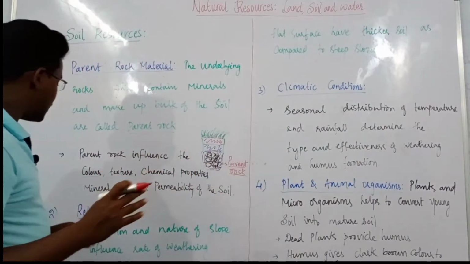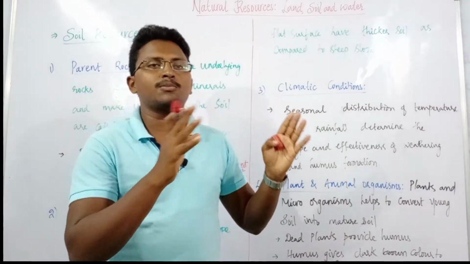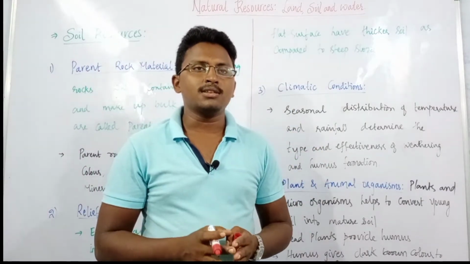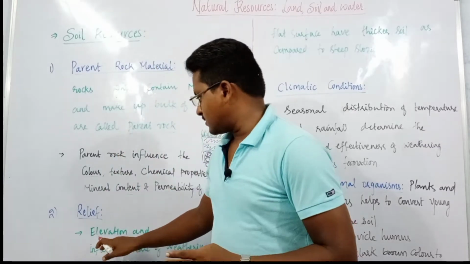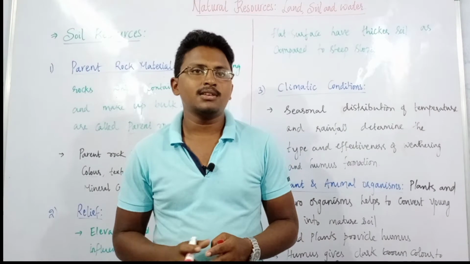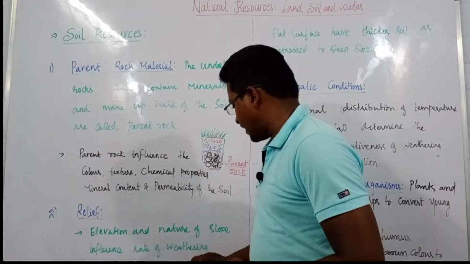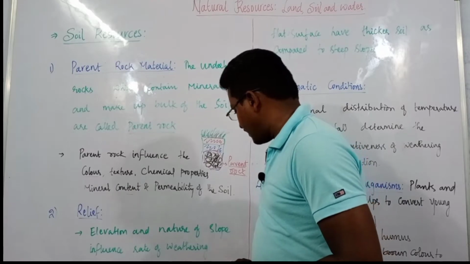Then the next one is relief. Relief means, as you all know, the highest and lowest places of any area. Elevation and the nature of the slope can influence the rate of weathering. That means the elevation, whatever the height, whether it is very high or whether it is a flat surface.